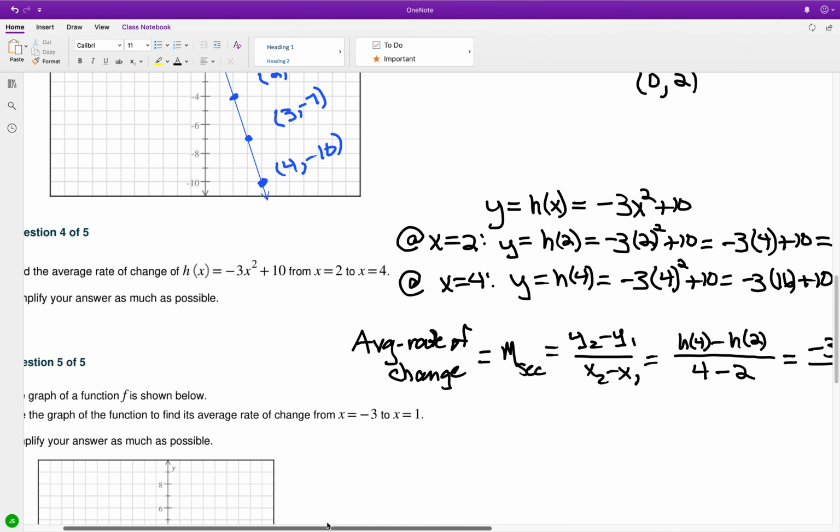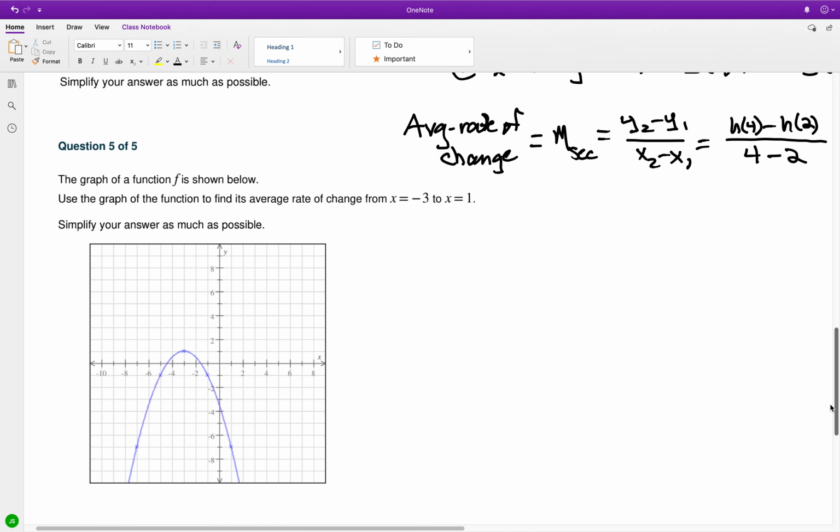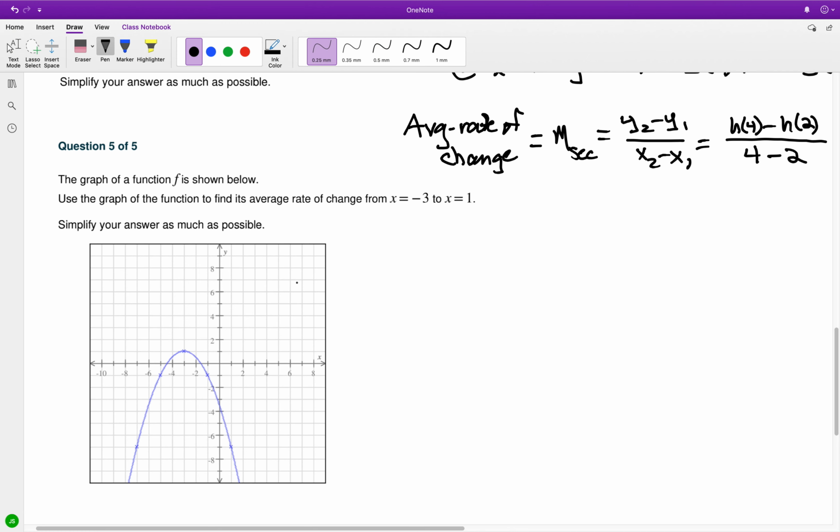Now, for the fifth question, it says here that the graph of a function f is shown below. It says to use the graph of the function to find its average rate of change from x equals negative 3 to x is equal to 1. For x is equal to negative 3, we have this particular point, negative 3, 1. And for x is equal to 1, it looks like we were at 1, negative 7.